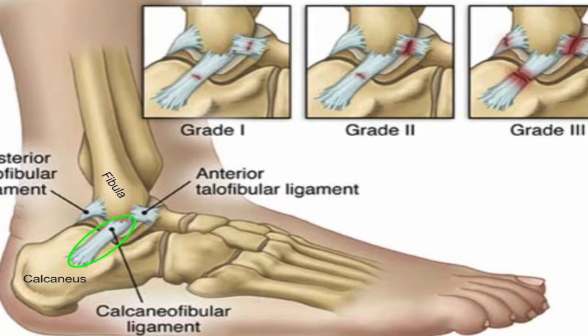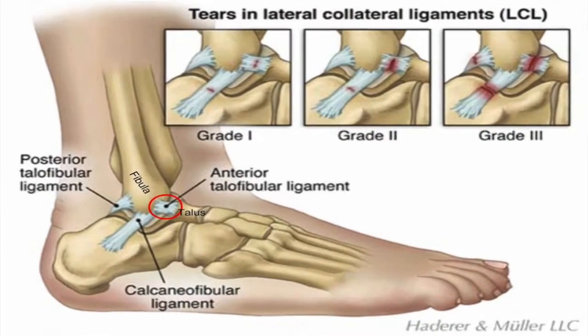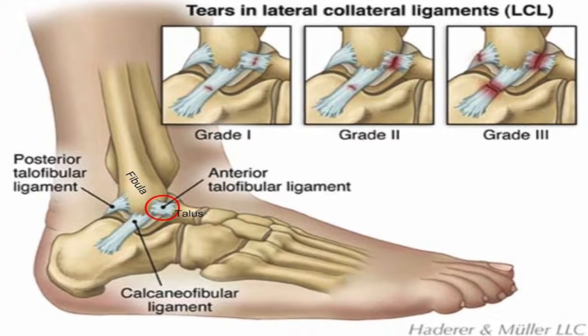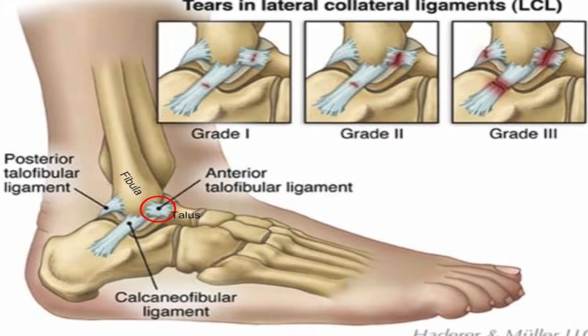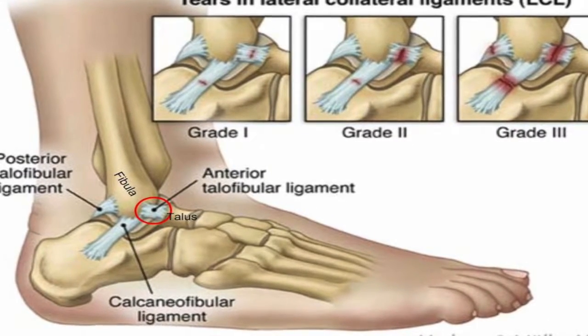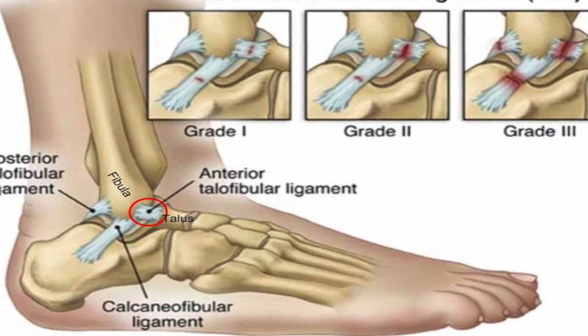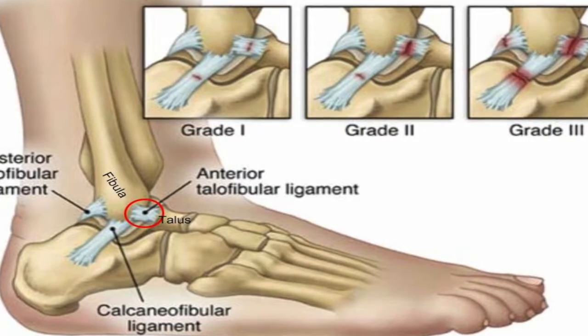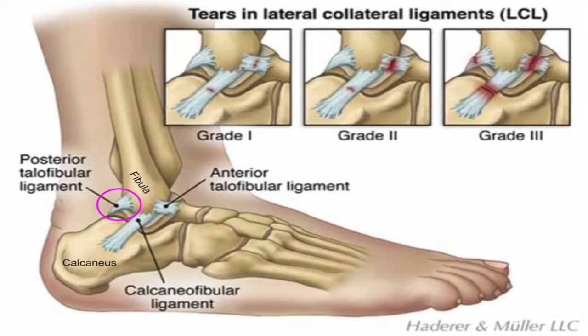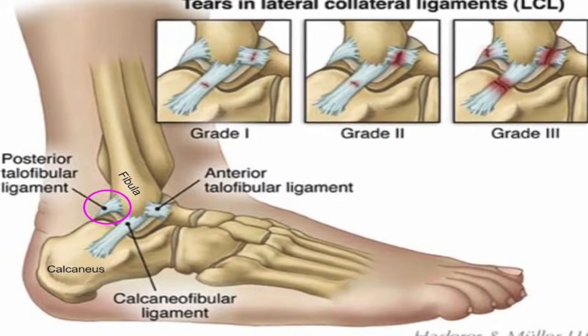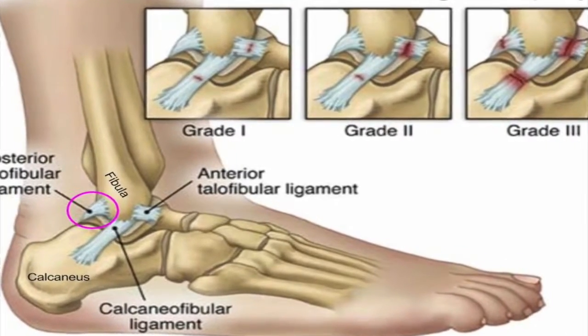posteriorly around the ankle. The Talar Tilt Test can also be performed in varying degrees of plantarflexion and dorsiflexion to examine the integrity of the ATFL, which is circled in red, and the posterior talofibular ligament, also referred to as the PTFL, circled in purple.